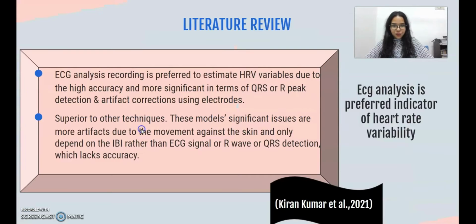Now on to the literature review. The literature review can be presented in many theories, the first of which is that ECG analysis is the preferred indicator of heart rate variability analysis. According to this source, ECG recording is preferred to estimate HRV variables due to high accuracy and significance in terms of QRS or R peak detection and artifact corrections using the electrodes. Thus, it is said to be superior to other techniques, which suffer more artifacts caused by movement against the skin and depend only on the IBI, as opposed to the ECG signal, which has more accuracy compared to these other techniques.